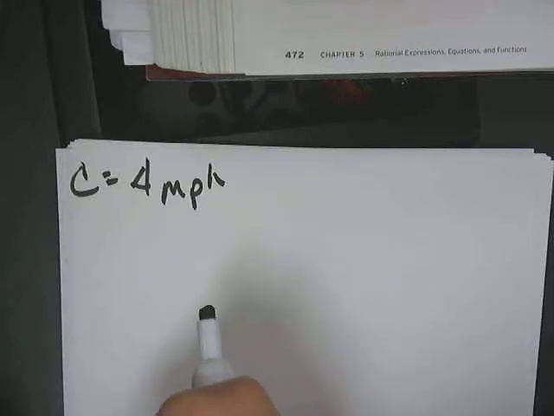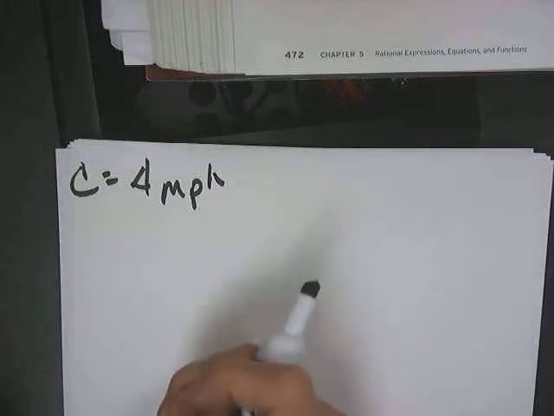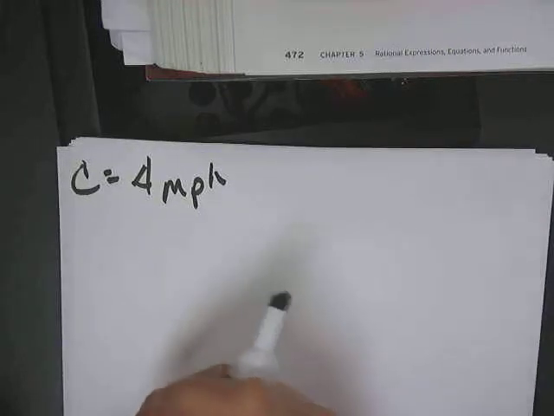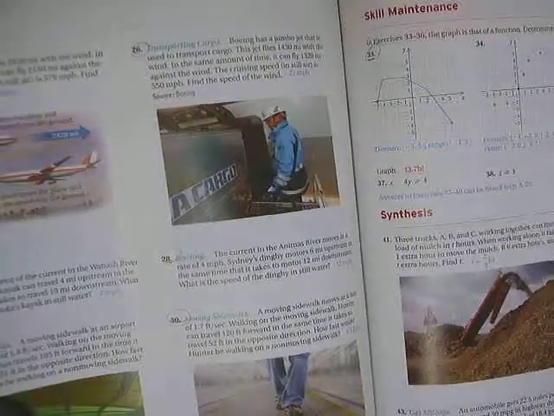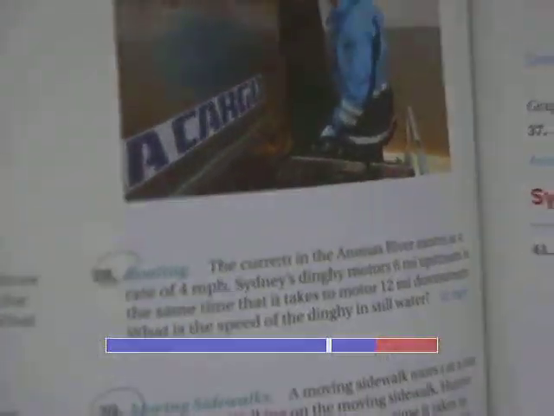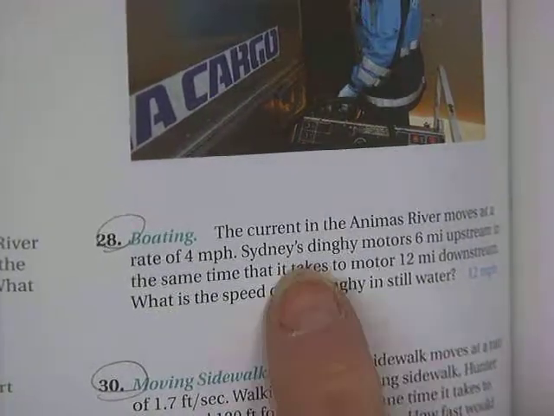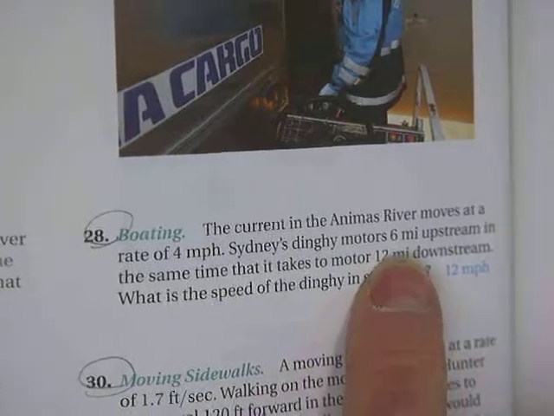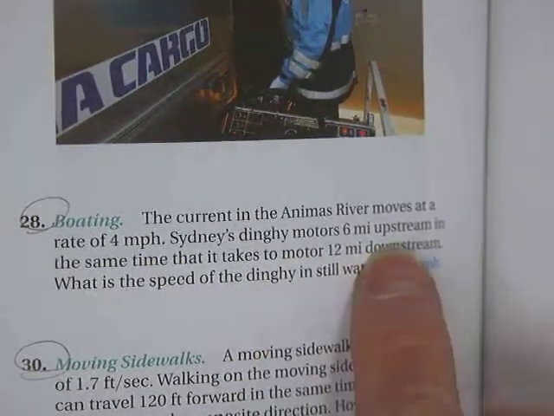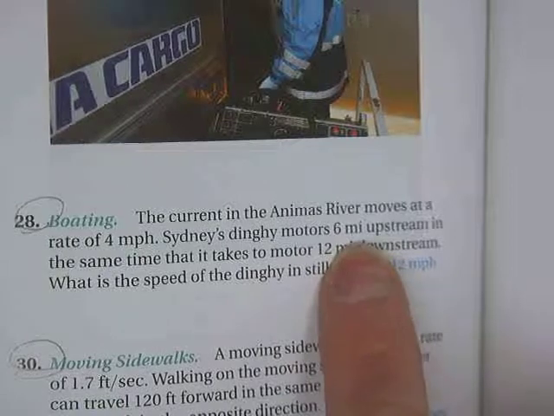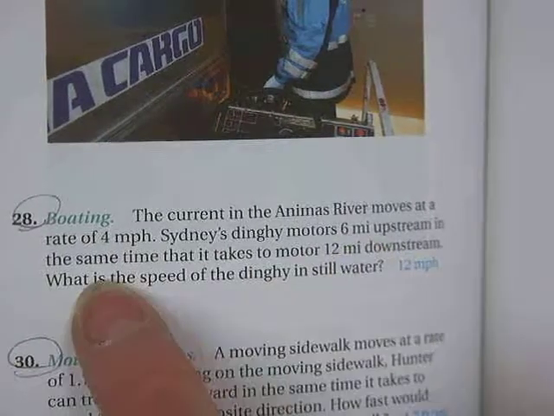We're getting into the ocean. Water sports. Okay, the current in the Animas River, wherever that is. Anybody know where the Animas River is? I've heard of it. I don't know where it is either. Okay, and the current in the Animas River moves at a rate of 4 miles per hour. That's the current. Okay, Sydney's dinghy, D-I-N-G-H-Y, it's a little boat.